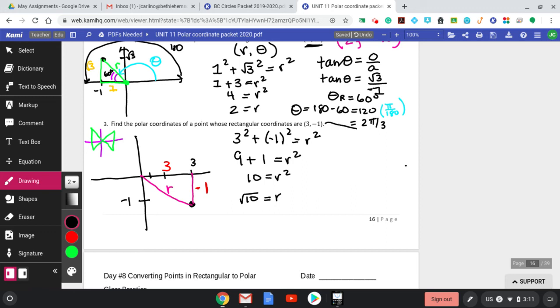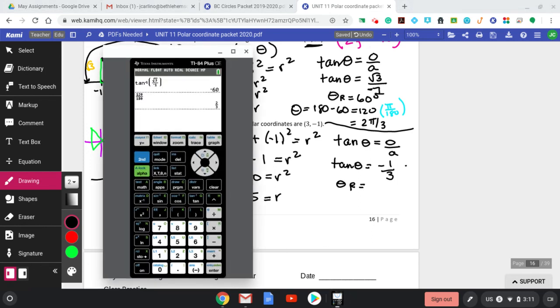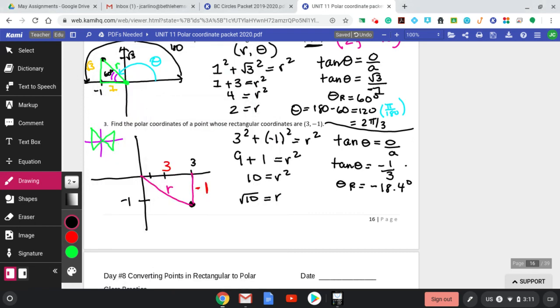All right, here we go. Now it's on to find theta. And again, to find theta, we always use tangent. So tangent theta is going to be opposite over adjacent. So opposite is -1, adjacent is 3. So our reference angle, here we go. Let's go to the calc. Second tangent, fraction template, -1 over 3. We can round that to the nearest tenth. That's fine. -18.4 degrees.